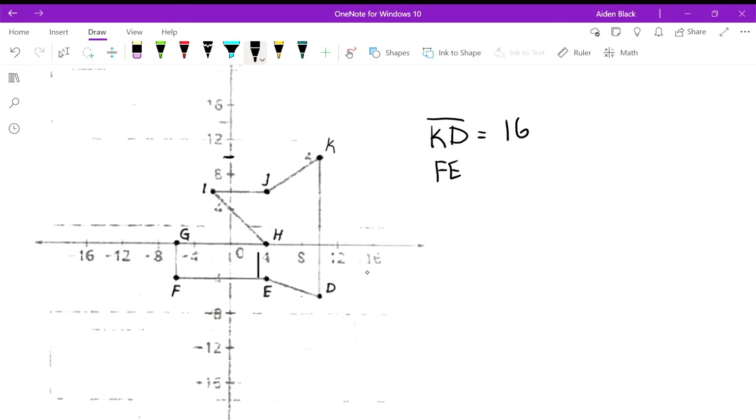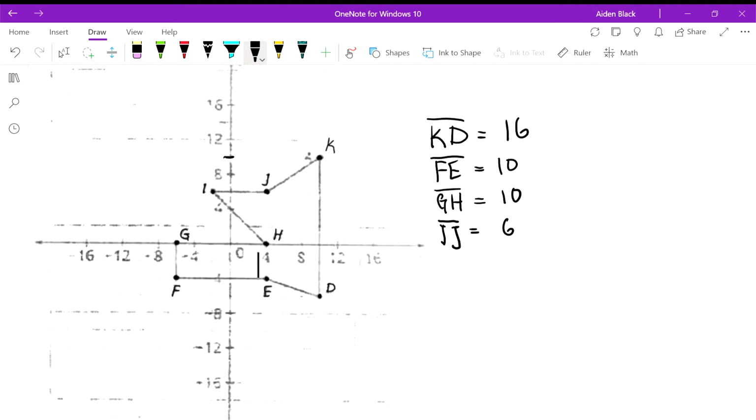FE, that one we can count up. It's nice and tight on the grid. It's a horizontal line, so 2, 4, 6, 8, 10. So FE is 10. I'm going to note that GH is also 10. You can see it, can't you? It's the same exact length. 2, 4, 6, 8, 10. So we have 10. What else can we count up? IJ. IJ is 2, 4, 6. Okay, so this one's 6.